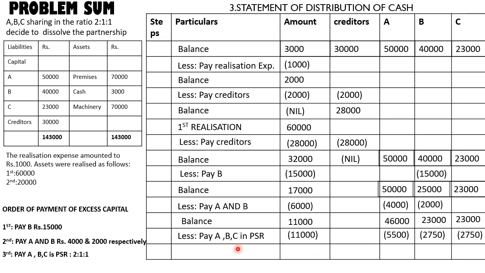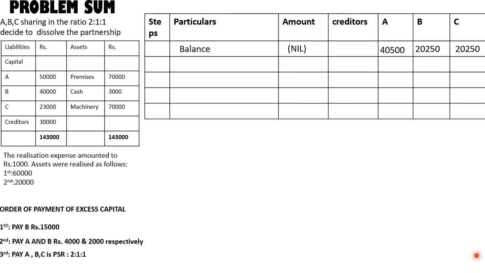After subtracting this, the balance which will be available will be nil for the amount, and for the capital balance it will be 40,500, 20,250 and 20,250. Now amount has become nil. We'll again go back to the realization. We have one more realization which is 20,000, so we'll note down here. Second realization 20,000. Now we have already cleared outside liability, we have already cleared the first and the second order of payment. So now whatever amount is available, we'll have to distribute among the partners in the PSR.